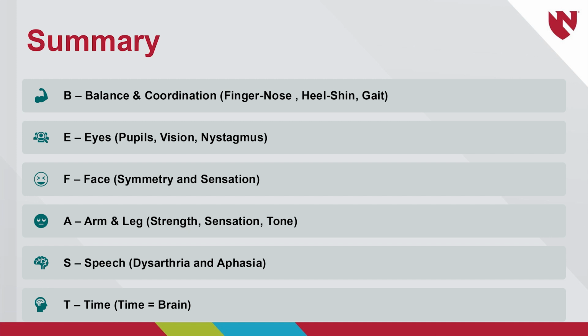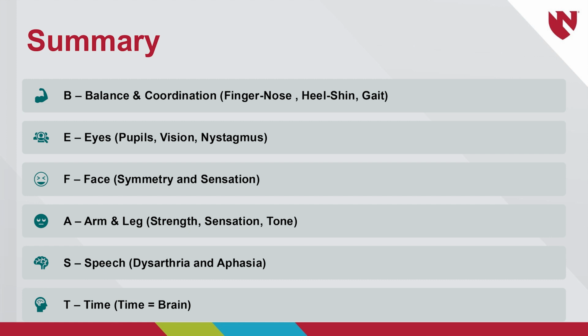In summary, we can still use the B-FAST mnemonic and get that full neurologic exam if we just add a little bit. B for balance and coordination. Here we would look for the finger-to-nose test, the heel-to-shin test, and assessing for gait. E for eyes. We want to check the pupils. We want to check the visual fields. Check the extraocular movements, assessing for nystagmus.